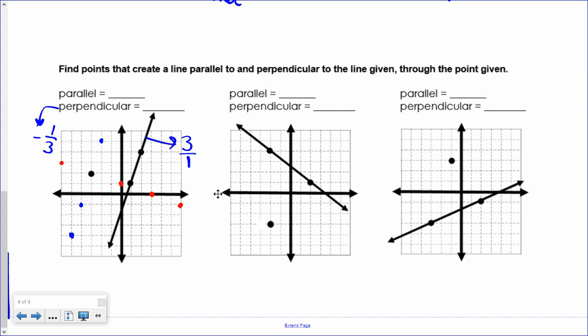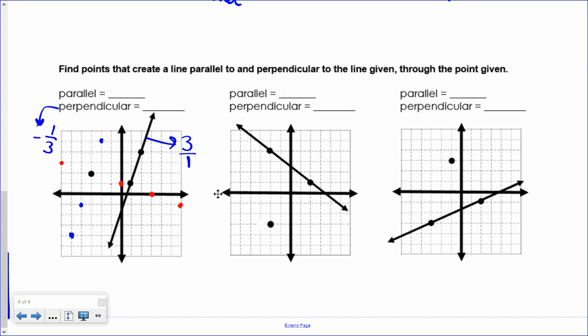0, 1. There are others. I want you guys to name out all the ones you graphed. 3, 5. Okay, 3, 5. And then there was another one that was right on the edge of the graph, just underneath the corner, that you could have also used if you wanted to. All right, what about this one?